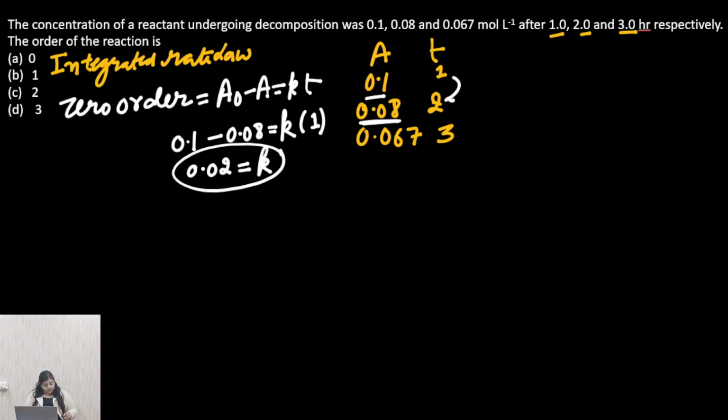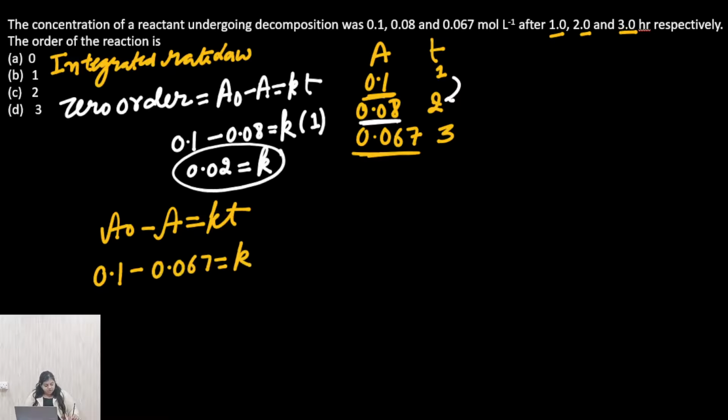Now use the other data, where the initial concentration will be 0.1 only, but this time the remaining concentration you can use is 0.067. So again for the zero order, A naught minus A is equal to Kt. A naught is 0.1 minus 0.067 equal to the rate constant K times the time of 2 hours. From 1 to 3 you can see the time gap is 2 hours. Solving this, we get 0.033 divided by 2. This is going to be the rate constant.